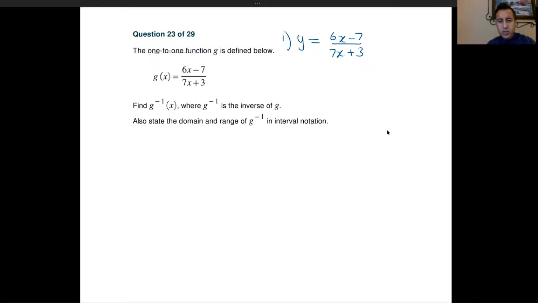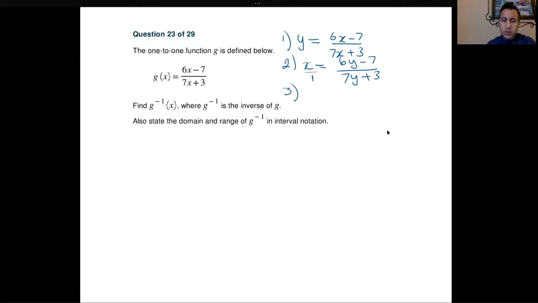So the first step, g of x is called y. Then the second step, which is the important step, is to interchange x and y, which means the x will take the place of y and y will take the place of x. In the previous video I explained why we need the interchange, right? And the third step, since we start with y, we need to end with y, which means we need to solve for y.